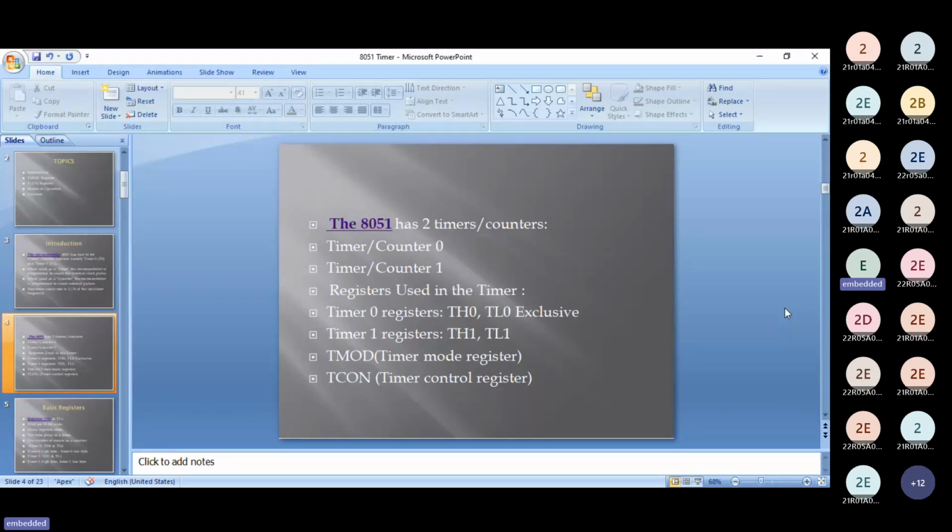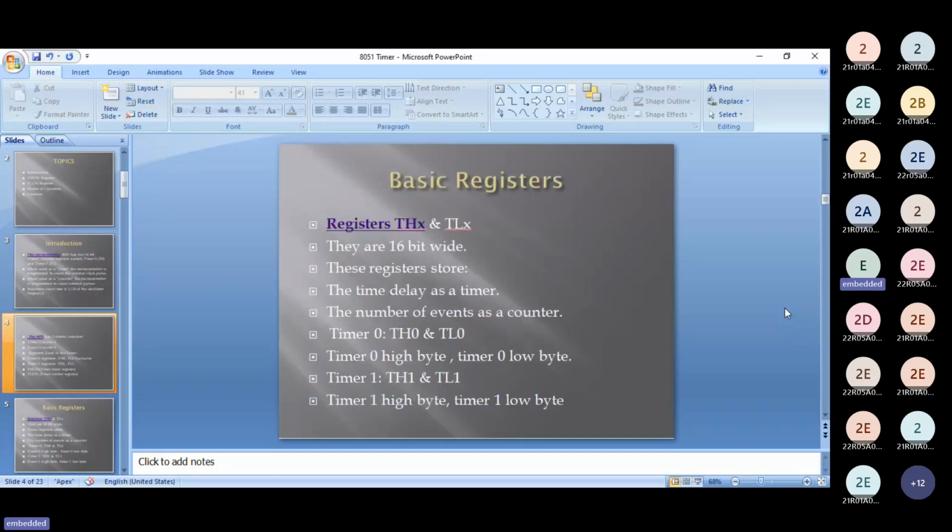So it has two timers or counters, timer 0 or counter 0, and timer 1 or counter 1. The registers used in timer 0 are TH0 and TL0, and timer 1 registers are TH1 and TL1. Next, there are two types of registers: the timer mode register and the timer control register. The basic registers are THX and TLX. These are 16-bit wide. These registers store the timer delay as a timer, or the number of events as a counter. TH0 and TL0 are the timer 0 high byte and low byte, and TH1 and TL1 are the timer 1 high byte and low byte.